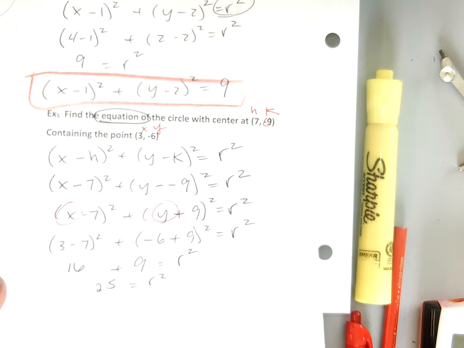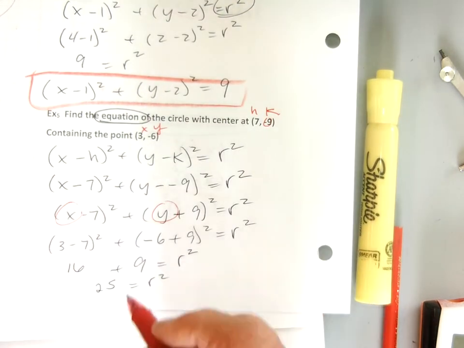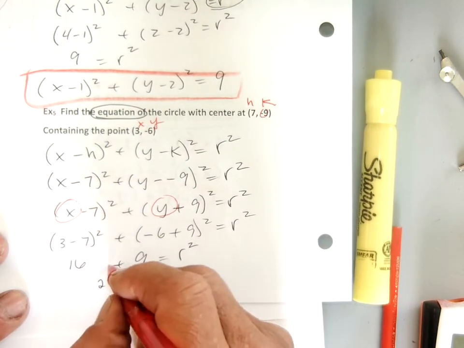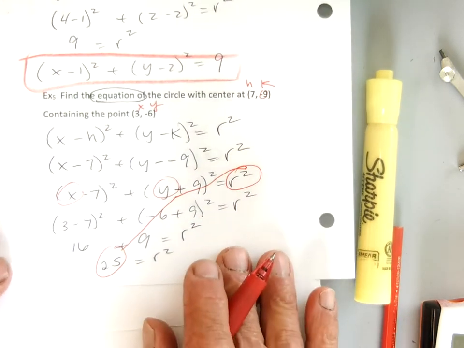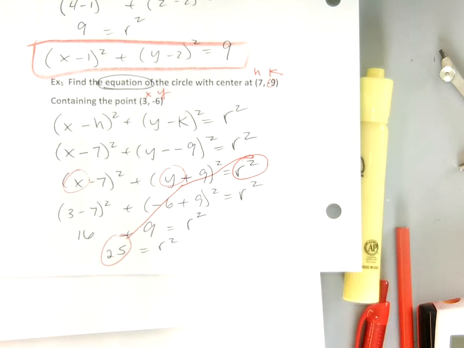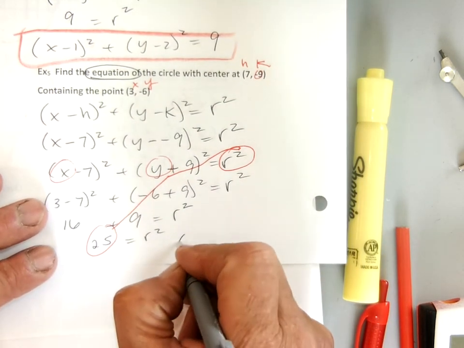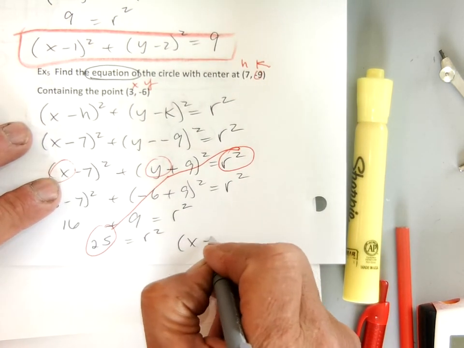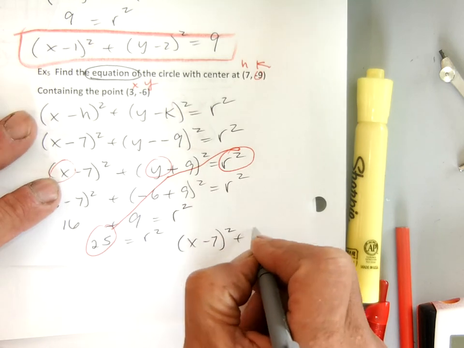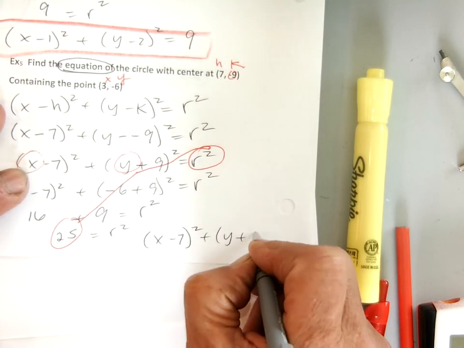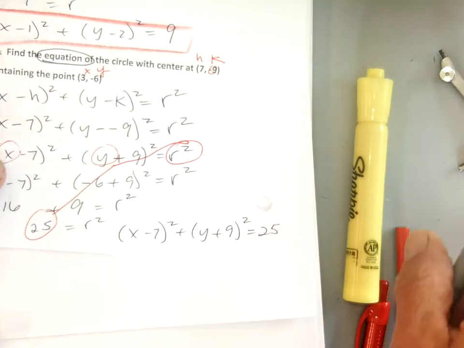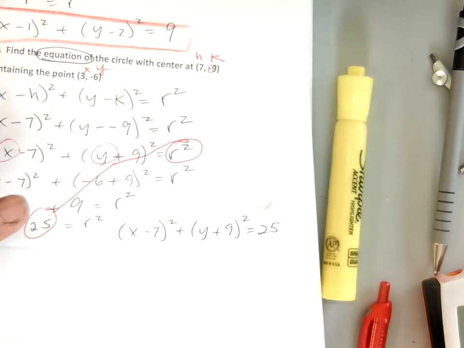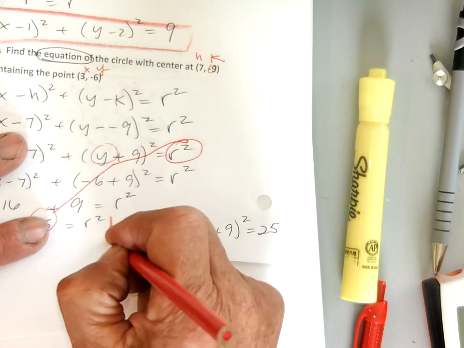And so instead of the square root, I just need r squared. I mean, the radius is 5, but I'm just going to put my 25 right there, and I'll have my answer. So my equation is (x minus 7) squared plus (y plus 9) squared equals 25. Okay, what do you think? Not too bad? Not too bad, everybody?